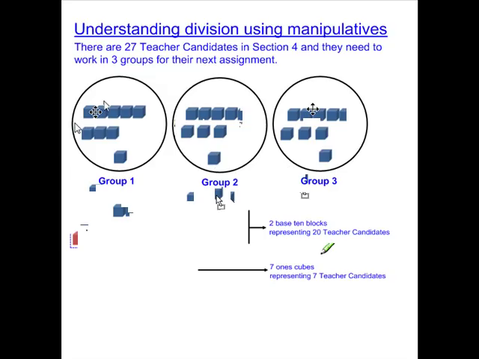Let's go back to reading our problem again. There are 27 teacher candidates in Section 4, and they need to work in 3 groups for their next assignment. So how many teacher candidates would be in each group? Well, we've done the division. We've made 3 equal groups. How many are there in each group? Let's count. 1, 2, 3, 4, 5, 6, 7, 8, 9.